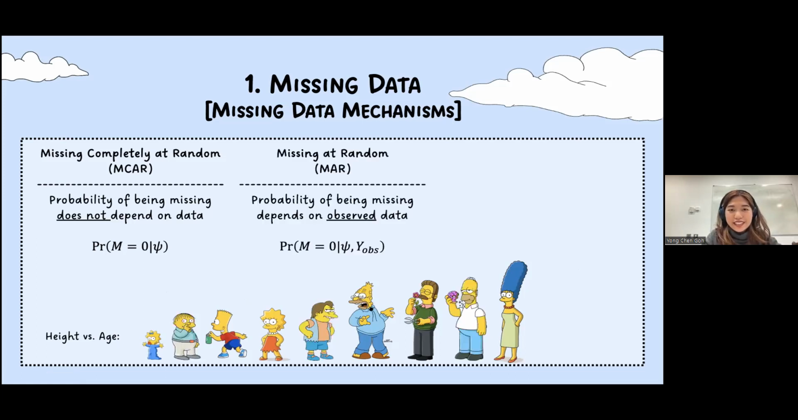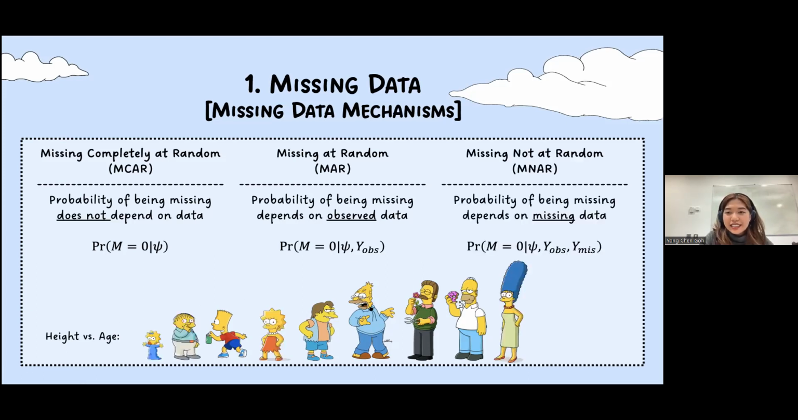And the next one is missing at random. That's where the probability of being missing depends on our observed data. So again, with this example, let's say that the height is more likely to be missing if you are younger. So it would look something like this.